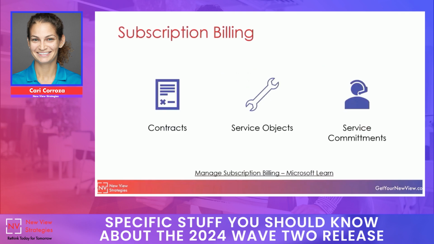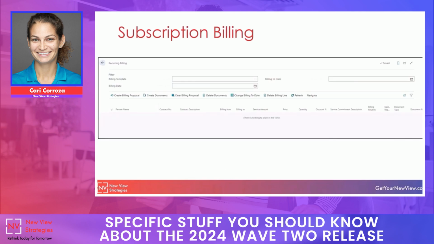Here I've included a link to Microsoft Learn and just a few notes about the background and setup of subscription billing. The three main components of subscription billing are the ability to manage contracts for both vendor and customer, service objects, as well as service commitments. This is where functionality in the past has maybe fallen a little bit short to be able to incorporate these with the recurring billing.